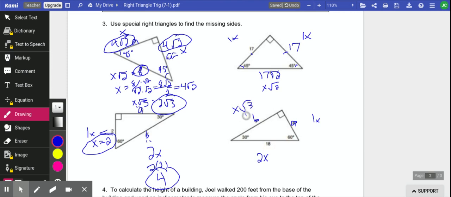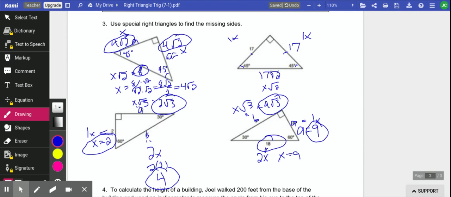So we know that b is equal to x root 3, which I don't know what x is yet. A is equal to 1x. I don't know what x is. And 18 is equal to 2x. Oh, I could solve that. If I divide both sides by 2, that's going to tell me that x equals 9. And since a equals 1x, that tells me that a equals 9. And since b equals x root 3, that tells me that b equals 9 root 3. So the sides of this triangle are 9, 9 root 3, and 18.